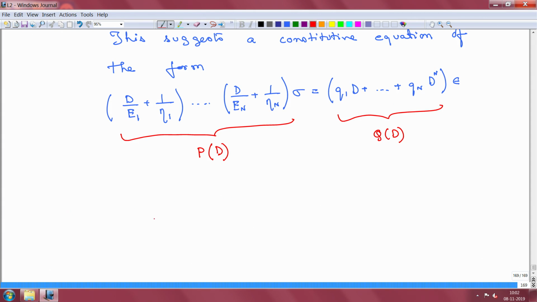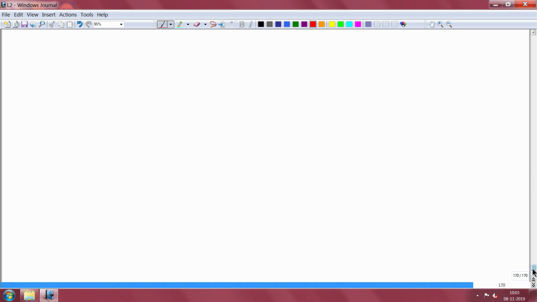And this set of equations is usually written in short form as a polynomial in the operator D, multiplied by sigma, equal to a polynomial in D, which q represents, for your right hand side, multiplied by epsilon. Okay.